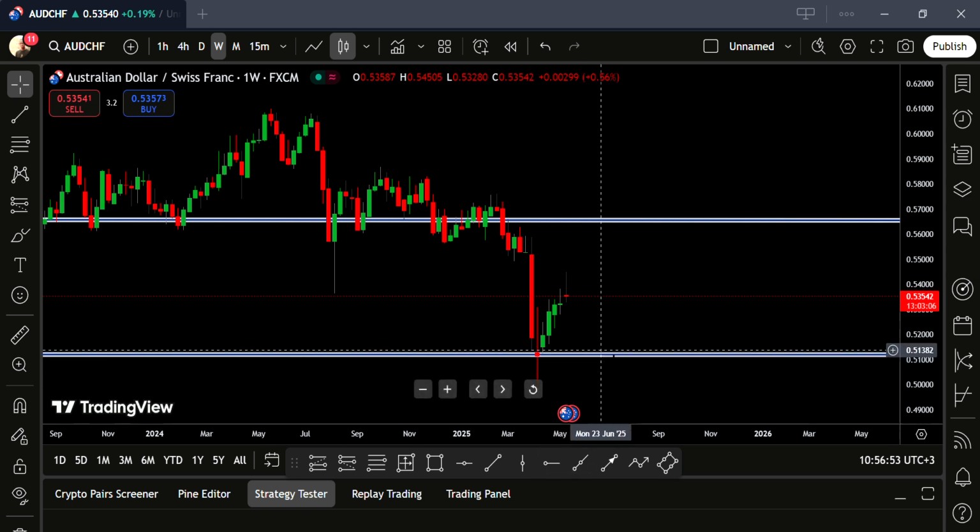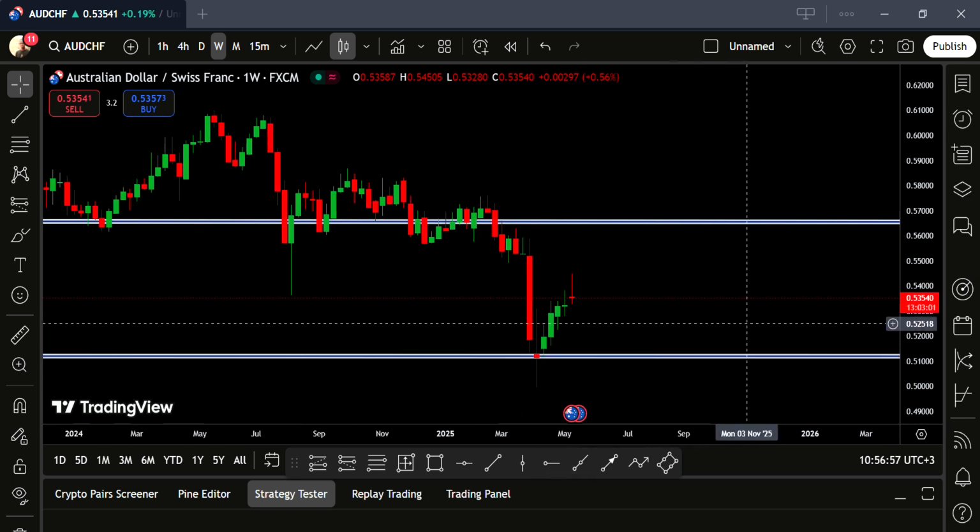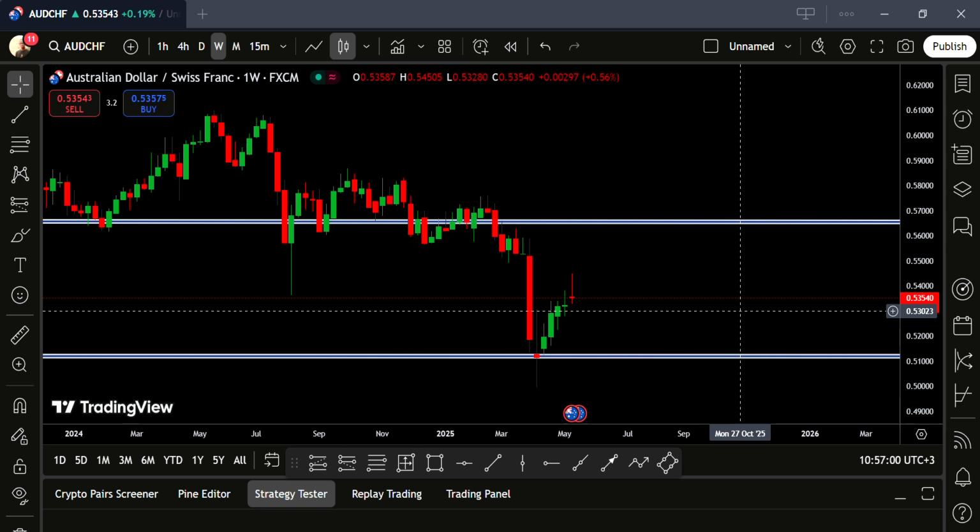Okay, so on the screen we have AUDHF, and this is going to be a simple step-by-step Alchemist strategy, or the creation of the MSN, or the creation of the storyline on the Alchemist, or what you might call Alchemist plus SNR, support and resistance. So what you see on the screen is AUDHF, and this is the weekly time frame.